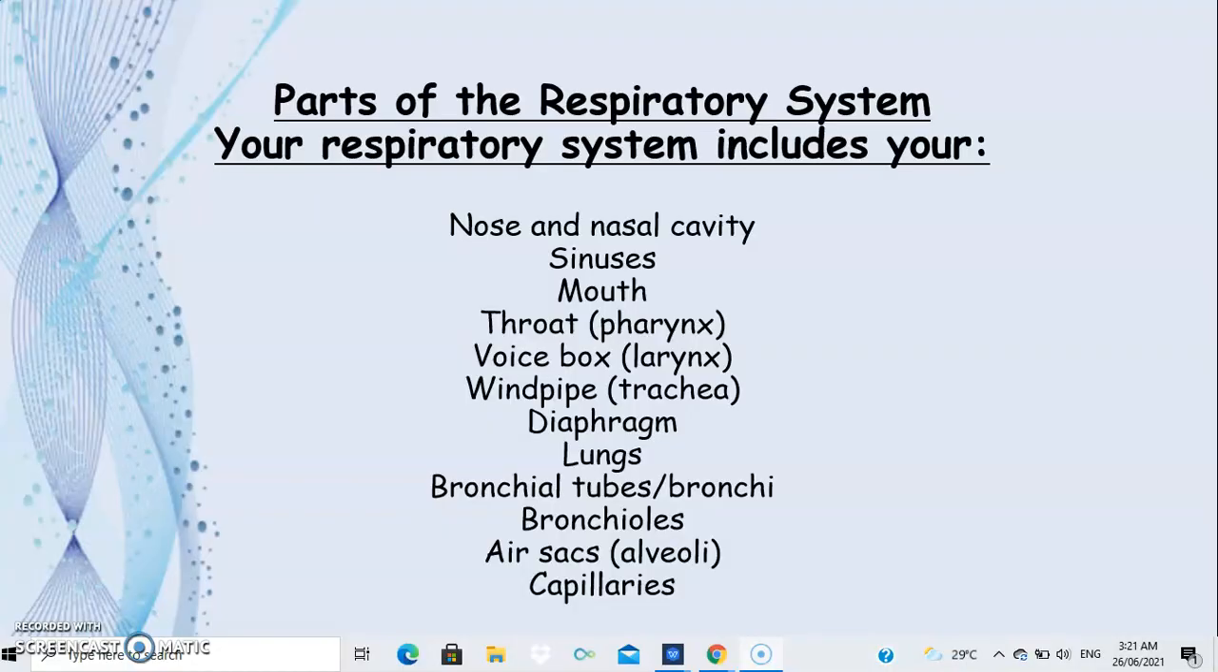So these are the parts of the respiratory system: the nose and nasal cavity, sinuses, mouth, throat or pharynx, voice box or larynx, windpipe or trachea, diaphragm, lungs, bronchial tubes, bronchi, bronchioles, air sacs or alveoli, and last, capillaries.